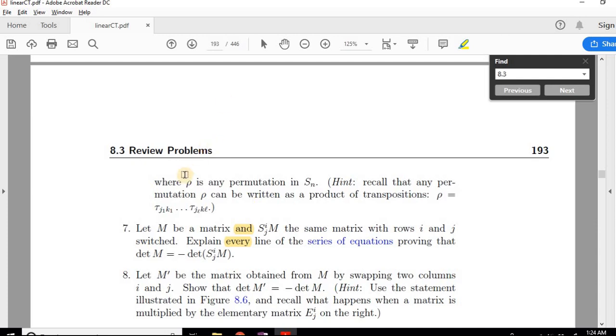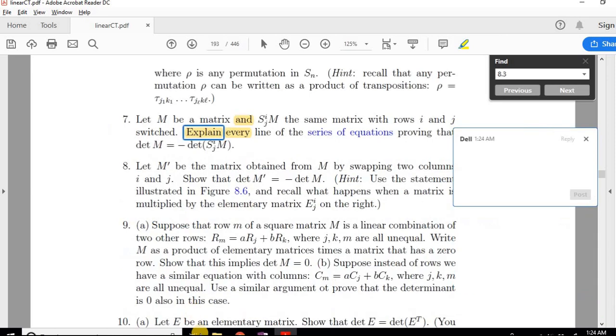Okay, now problem 8 says, let M prime be the matrix obtained from M. I don't want this, I don't know why it's there. By swapping two columns I and J. Show that the determinant of M prime equals minus the determinant of M.